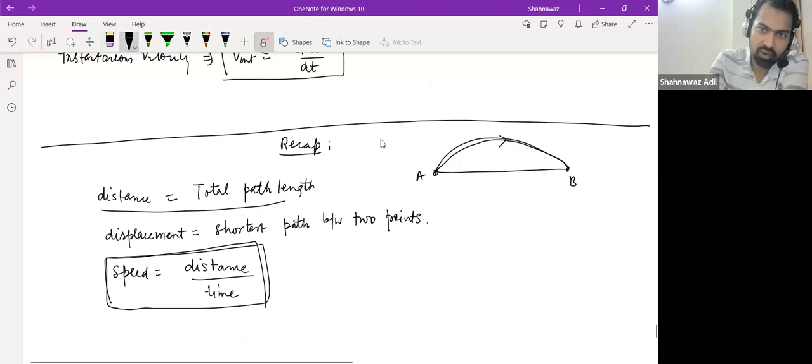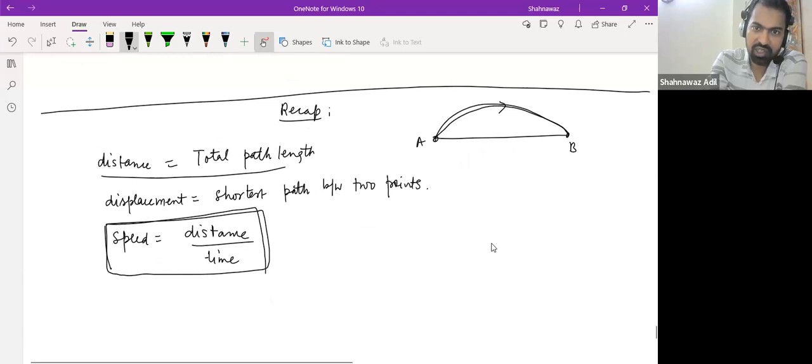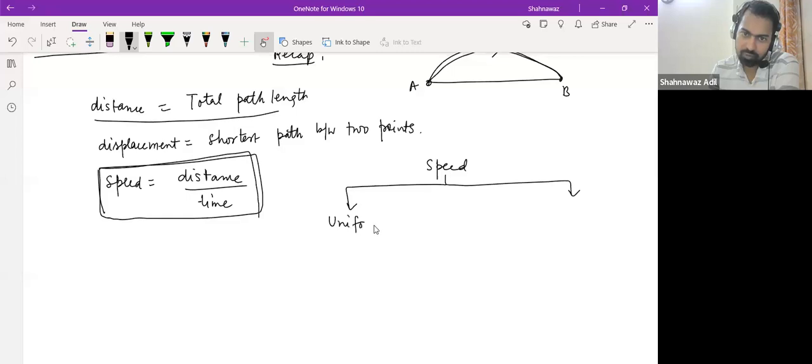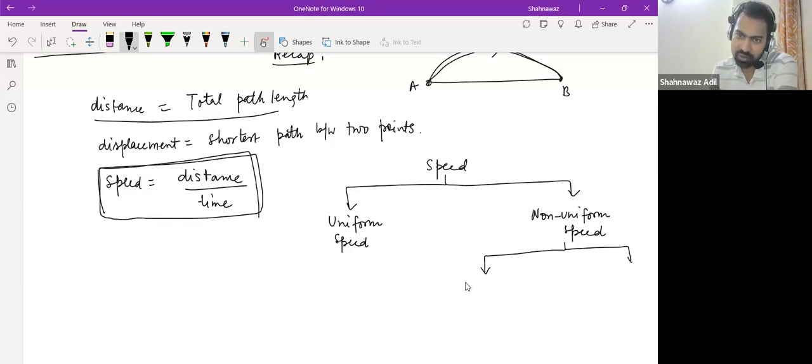So we have kinds of speed. Mainly we have two kinds. One is the uniform speed, and then we have the non-uniform speed. And this non-uniform speed is of two types. The first is the average speed, and this is the instantaneous speed.